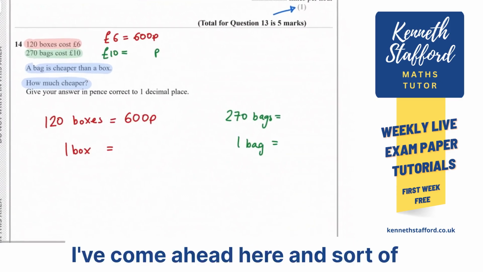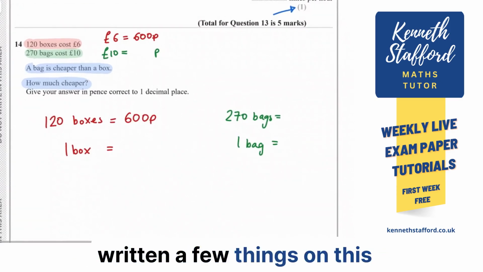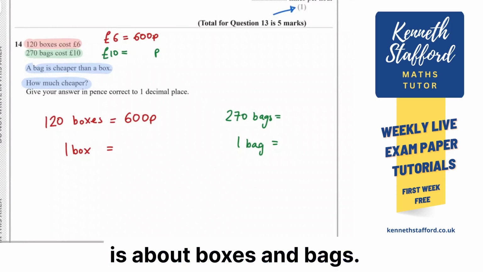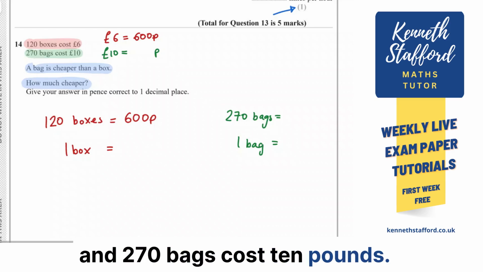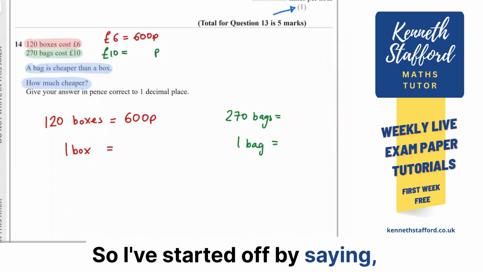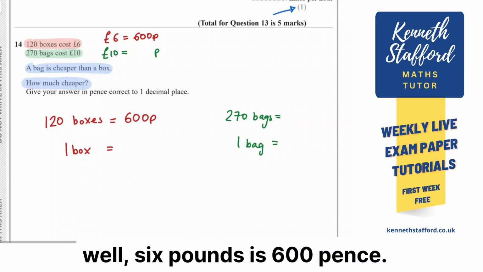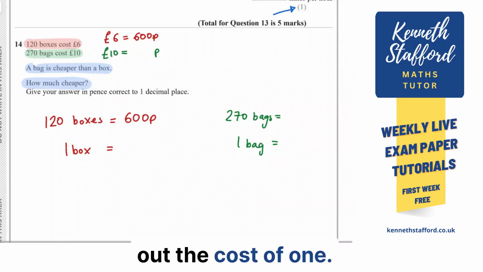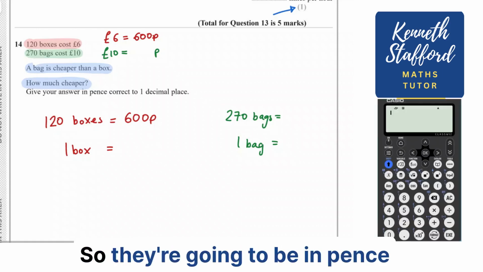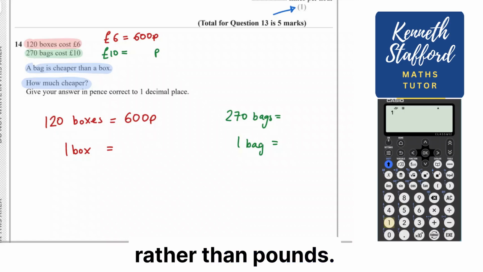Question 14. Again, I've come ahead here and sort of written a few things on. This is about boxes and bags. So 120 boxes cost £6 and 270 bags cost £10. So I've started off by saying, well, £6 is 600 pence. I feel like we should convert into pence because we're working out the cost of 1 bag and the cost of 1 box. So they're going to be in pence rather than pounds.